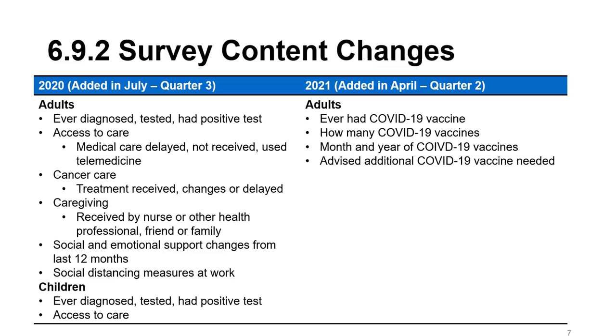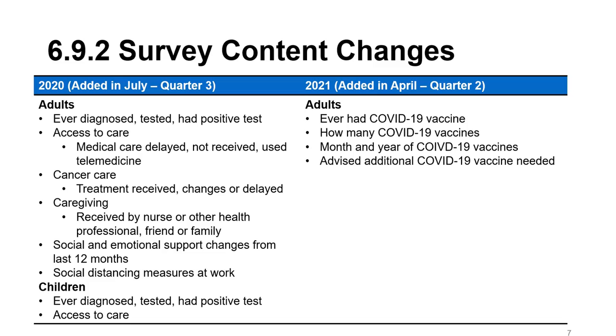Questions for adults included whether or not individuals had either been diagnosed, been tested, or tested positive for COVID-19, and whether or not their access to care for other health reasons was impacted. So whether or not they delayed medical care, whether they just decided not to receive medical care, and whether or not they used telemedicine instead of in-person visits.